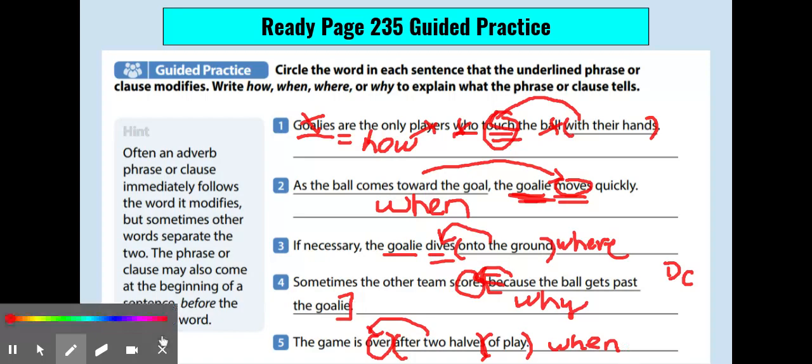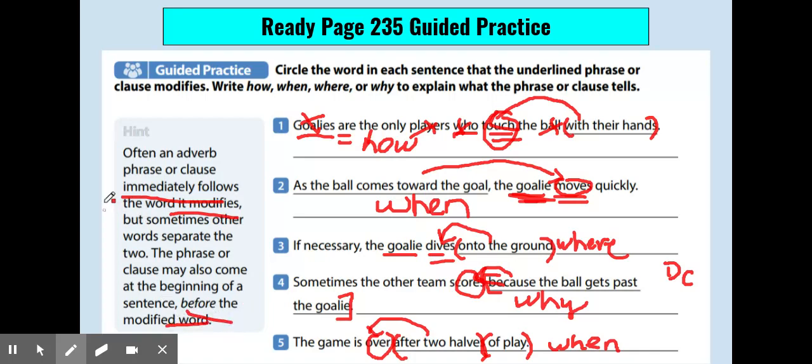All right. So keep in mind that often an adverb phrase or clause immediately follows the word it modifies. Okay. So that's always a good place to look. The phrase or clause may also come at the beginning of the sentence before the modified word, but a lot of times we want to make sure we're looking up here at this one first. Okay. If you have any questions, guys, let me know.